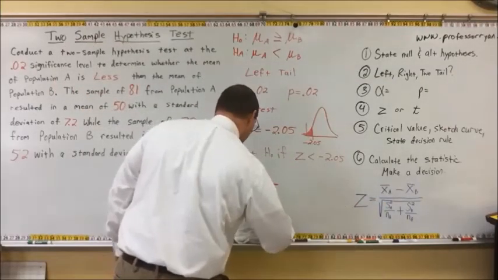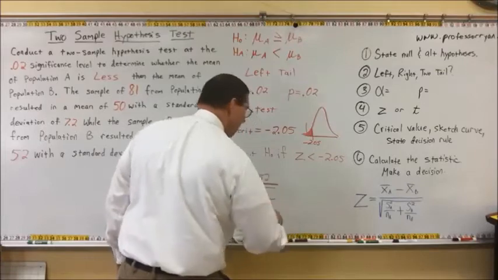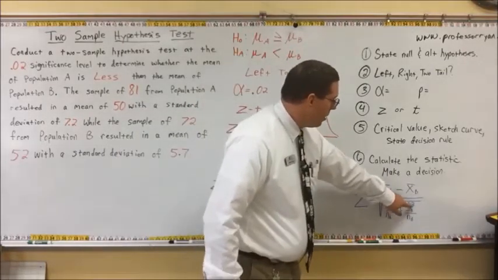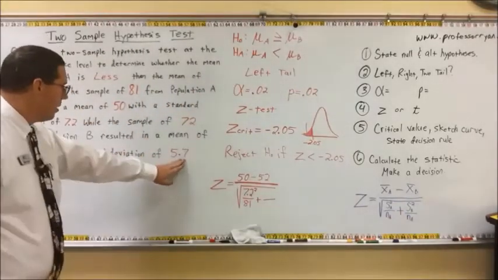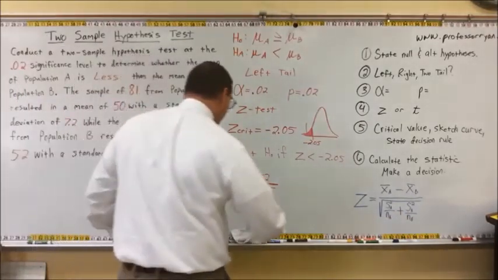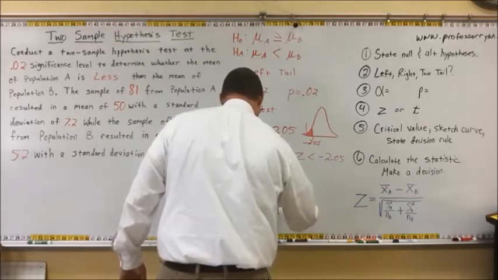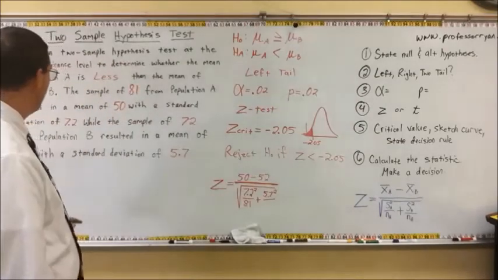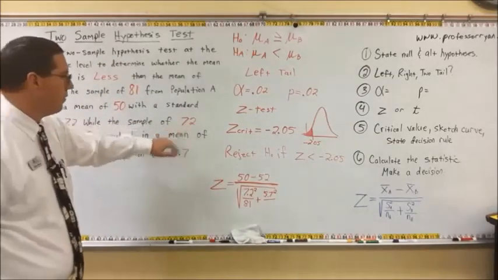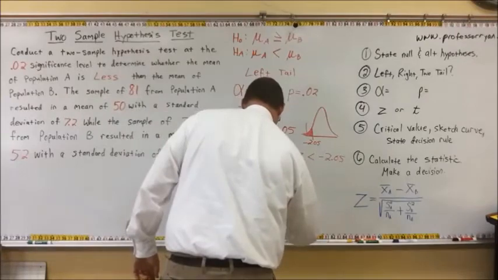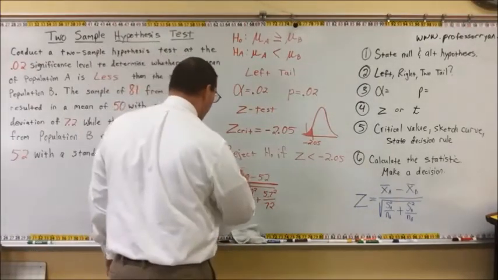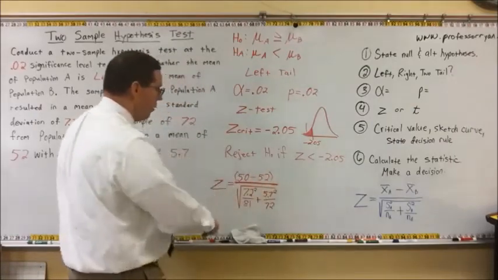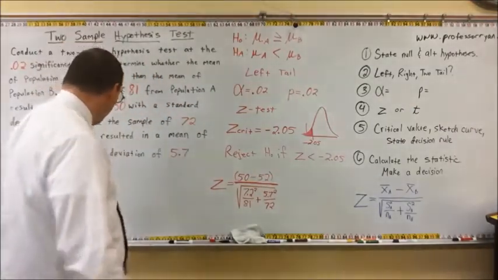Plus another fraction, standard deviation of B squared over the sample size from B. Standard deviation of B is 5.7 squared over the sample size of B, which is 72. Now I can plug all this into a scientific calculator. I'm going to put parentheses around the numerator, but the rest of this shouldn't need parentheses at all.